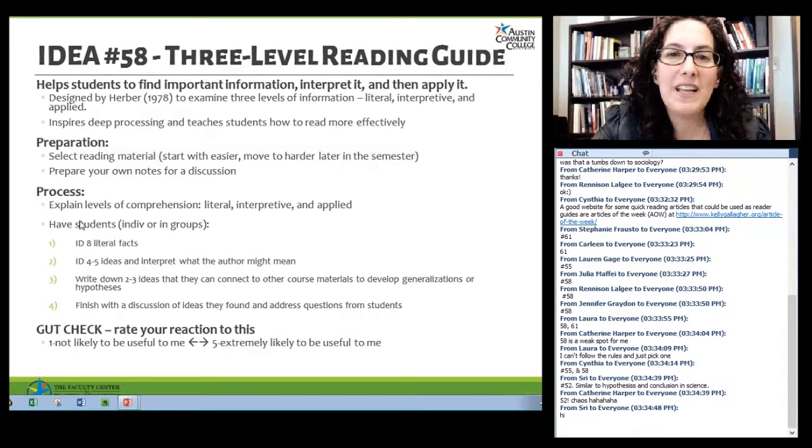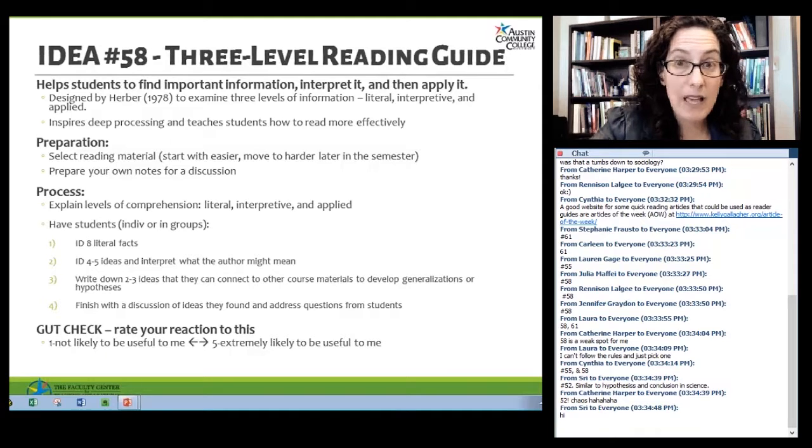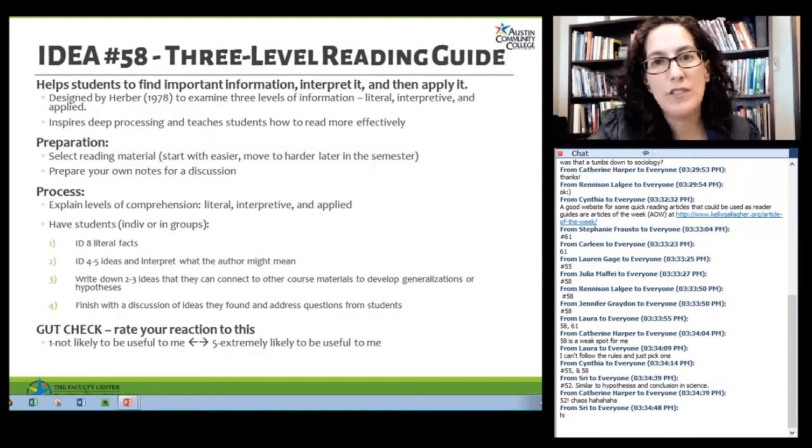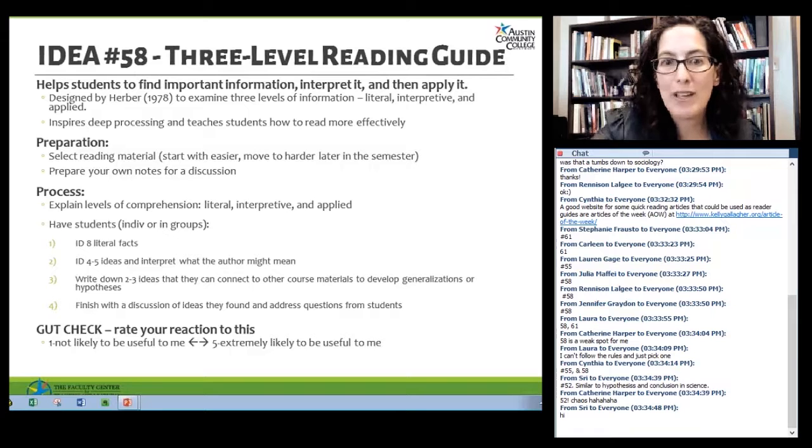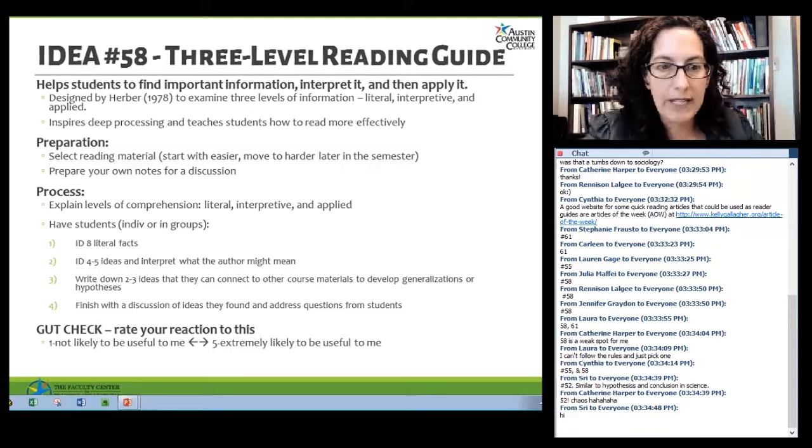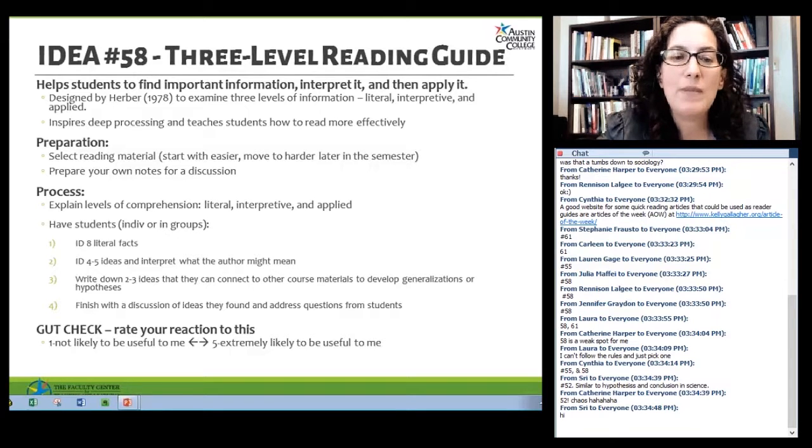So once you have selected your reading material and you've got a good set of notes for yourself, the process is to first explain these levels of comprehension to your students. This is something that you would absolutely have to do the first couple of times, but once you've used this in class, students will know what you're talking about. So then this is the ARD itself. You can provide it in writing or you can put it up on the screen, however you like. You have them identify 8 literal facts. So 8 things that the reading just says.